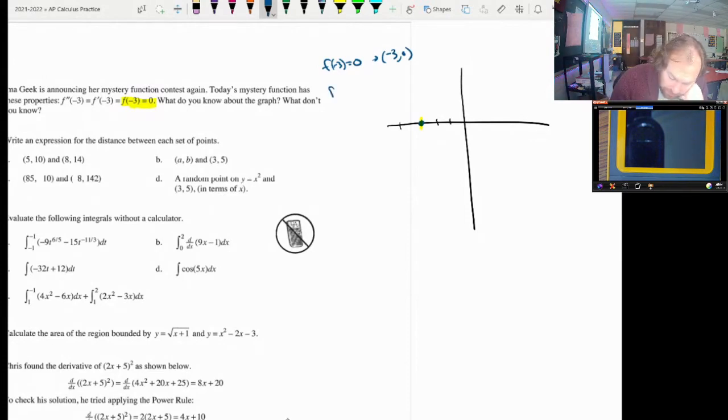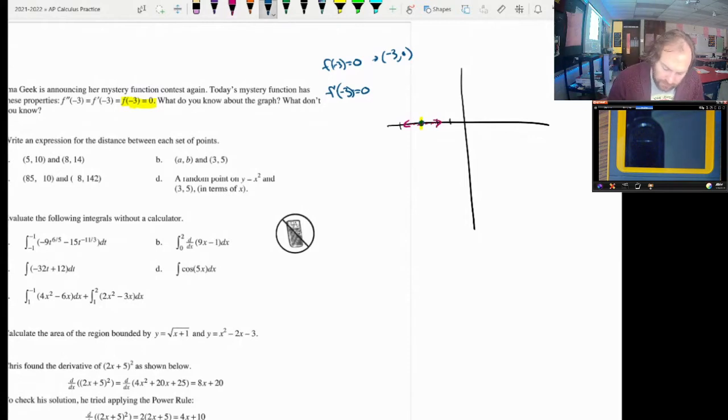I know that f'(-3) is also 0, which means I know that it's a horizontal tangent at that moment in time. It does not mean it's a maximum or a minimum. It just means that there is a leveling off of something going on there.